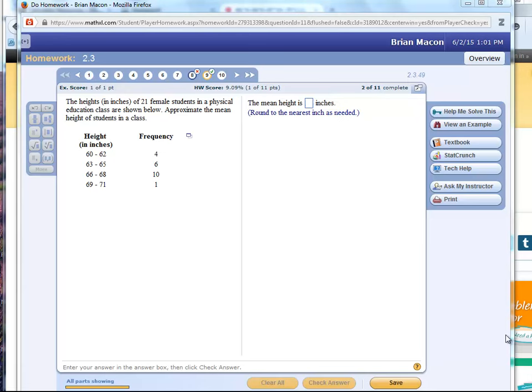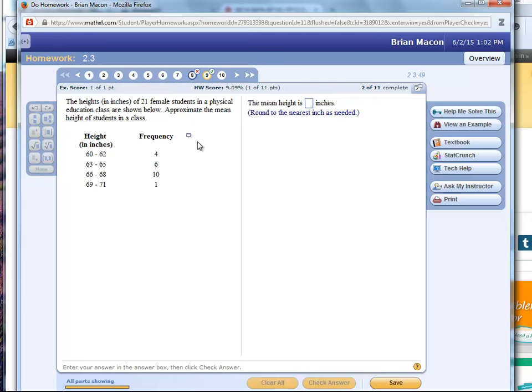Or sometimes called bins. So here are my classes over here on the left under the height heading, and then my frequencies on the right. If you remember from the textbook, I'm going to use the midpoint for each class. If I look at the first class between 60 and 62, the midpoint there is 61, and the frequency is 4. The midpoint for the second class is 64, and its frequency is 6. For the third class, the midpoint is 67, its frequency is 10, and for the last class, the midpoint is 70, its frequency is 1.